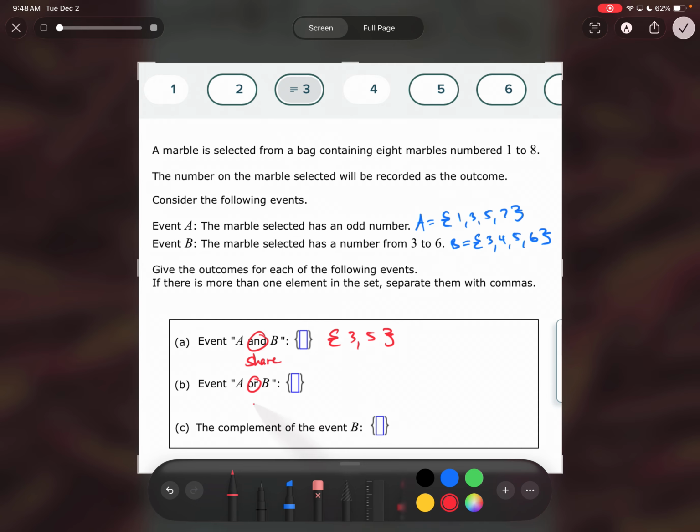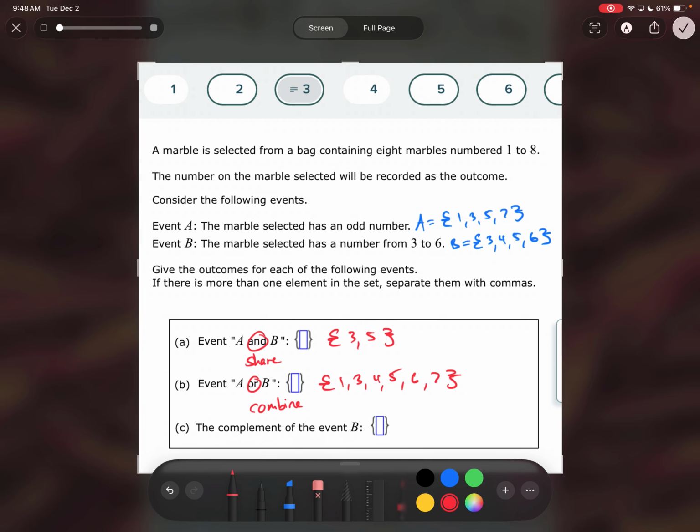"Or" is union. I always think combine. Combine or bring together. So if I want A or B to win, the numbers that allow A or B to win, you do not actually have to write these in order. I just figured I would. 1, 3, 4, 5, 6, 7. So you just combine them, because any number that falls in A or B, you combine them, bring them together.